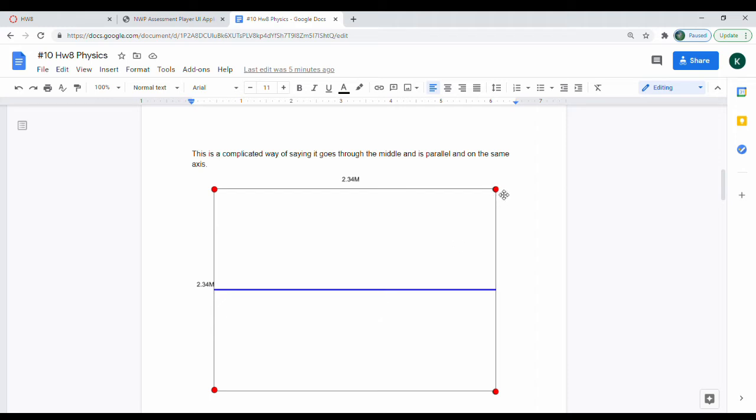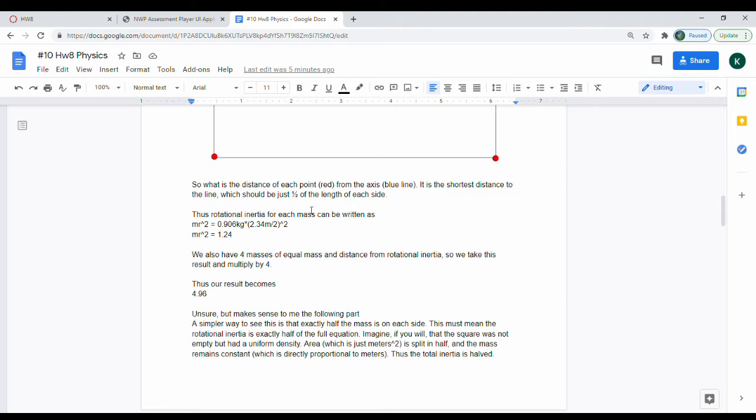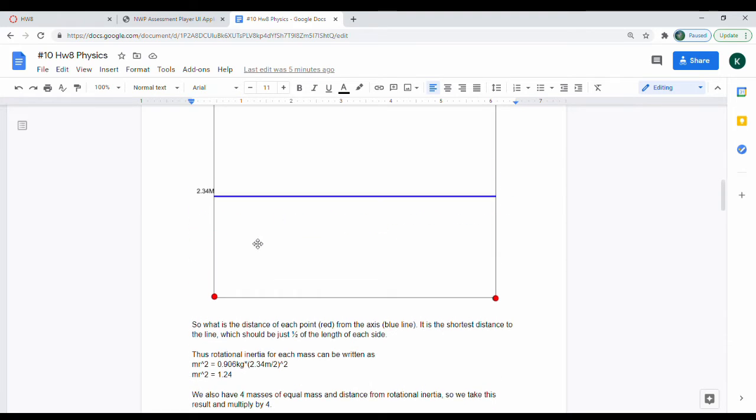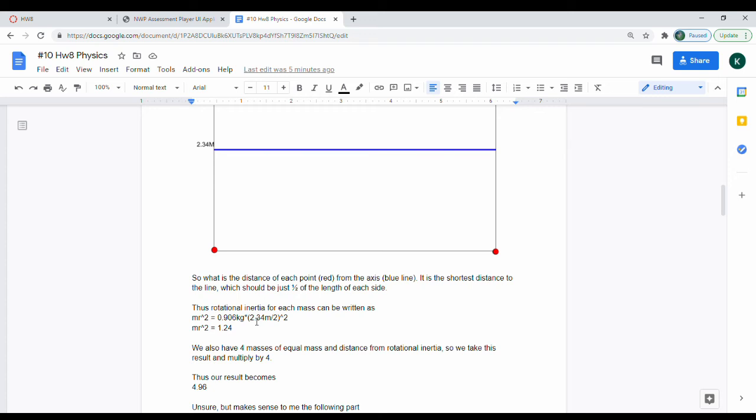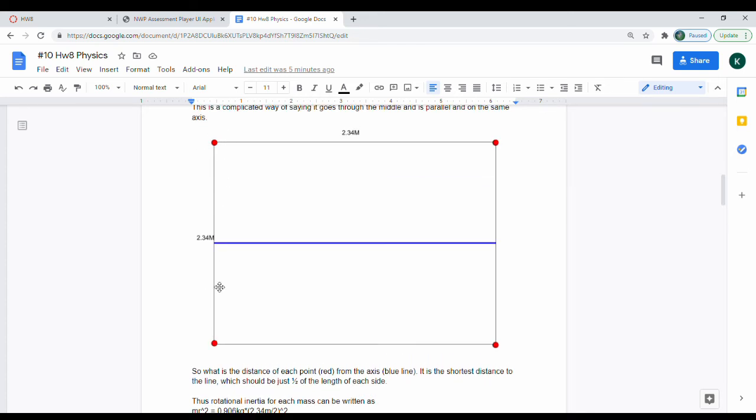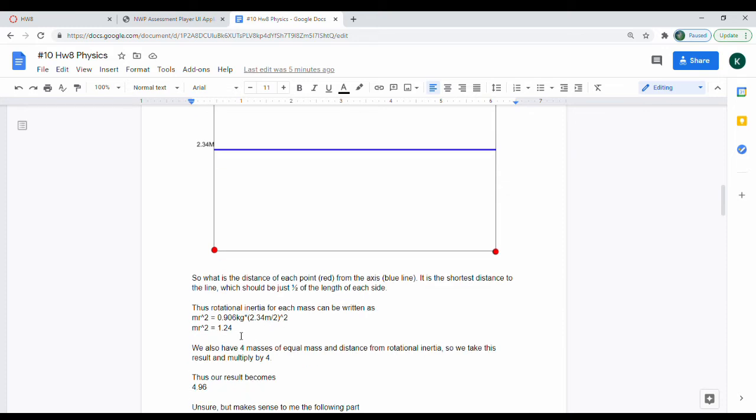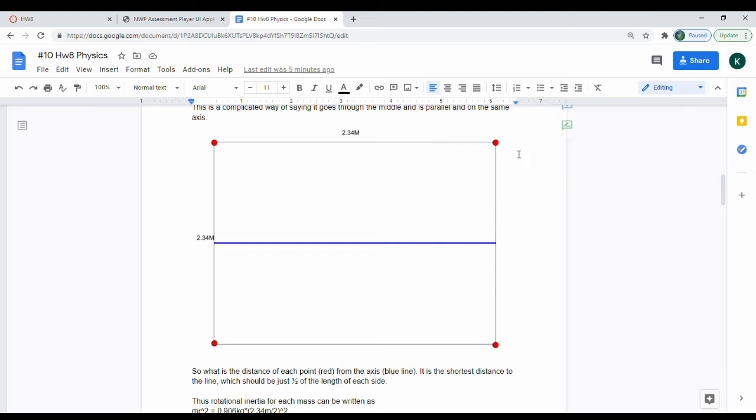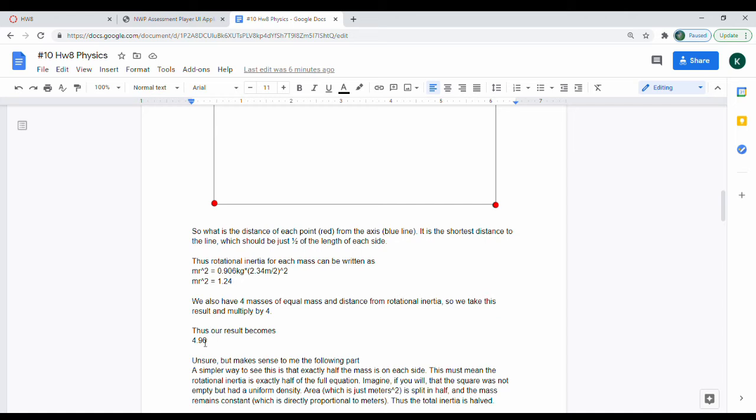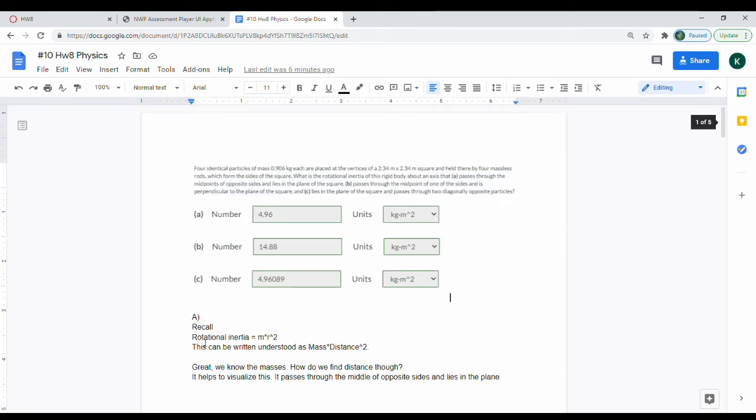So we know our masses of each one is given to you. So what's the distance of each mass from the rotational plane? Hopefully it's obvious, and it's 1/2 of the distance between each point. In my case, it would be 1.17. So then the rotational inertia for each mass is just the mass of it times half of the distance between each point squared. And that's for each mass. And since you have 4 of them that are exactly the same mass and all the same distance from the rotation axis, you just multiply by 4. So 4.96 in my case with my numbers.